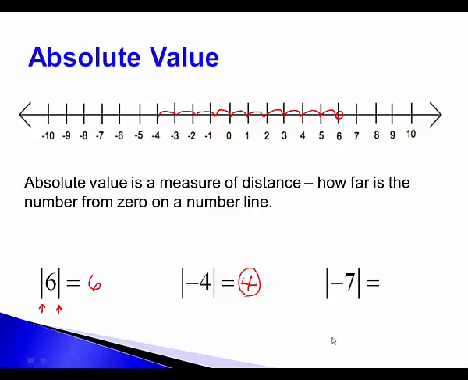And our last one is the absolute value of negative 7, which by now, even without counting, I'm hoping you realize is 7.